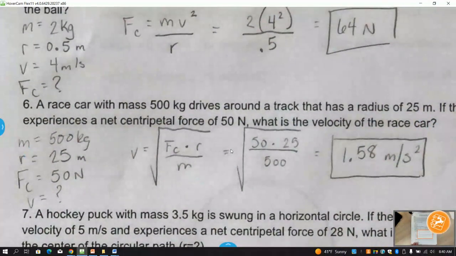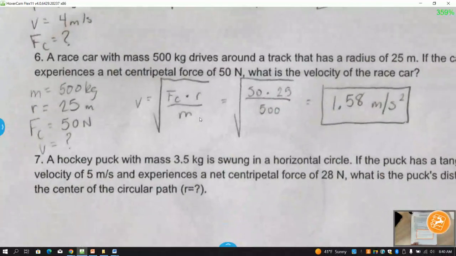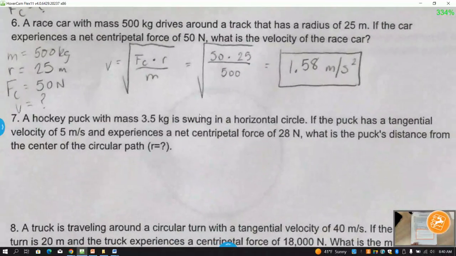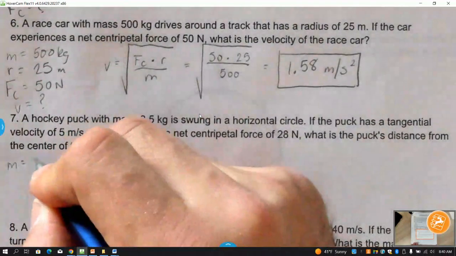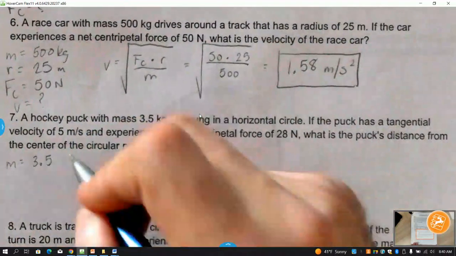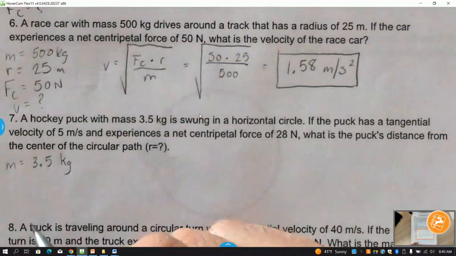Meters per second squared. A hockey puck, mass 3.5 kilograms. I feel like it's a little bit heavy for a hockey puck.